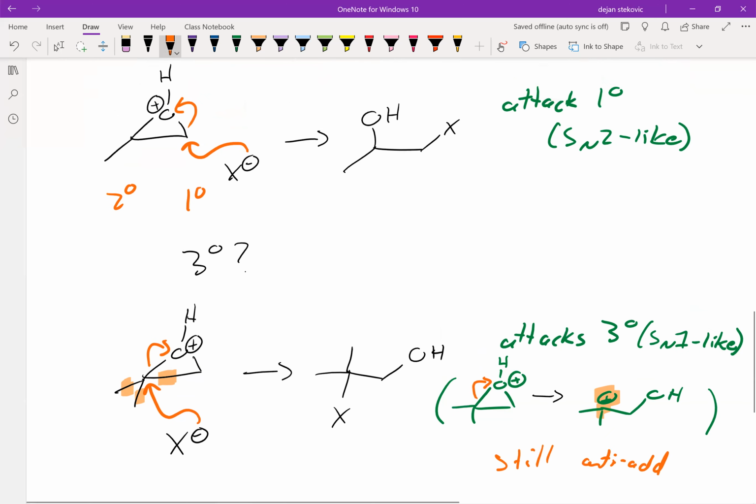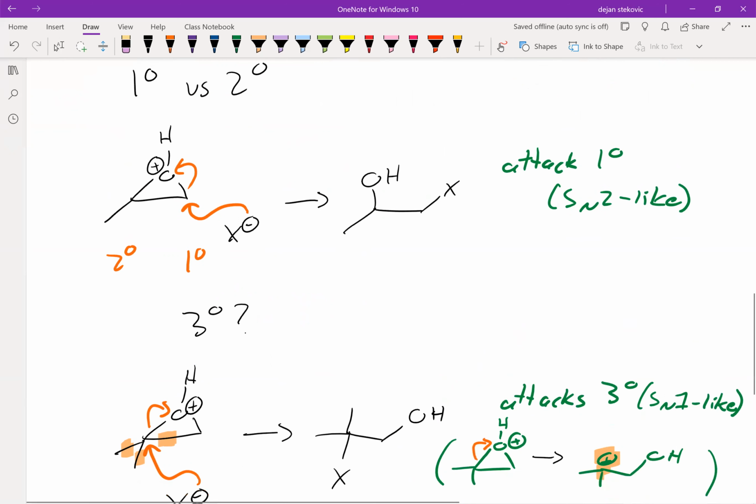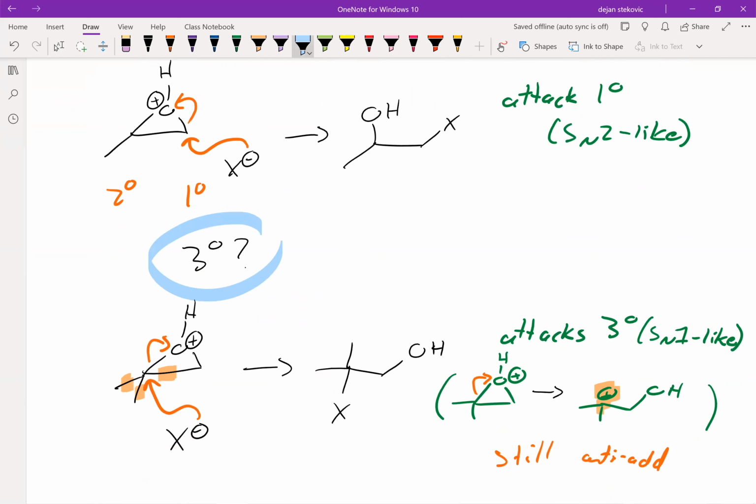So just to summarize, if you've got an acid catalyzed epoxide ring opening, if you've got primary versus secondary, you're going to attack that primary position. If you've got a tertiary position, you're going to attack that tertiary position.